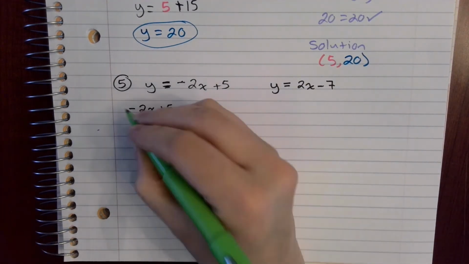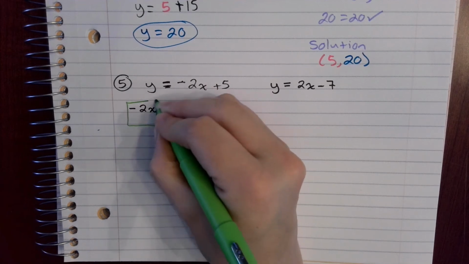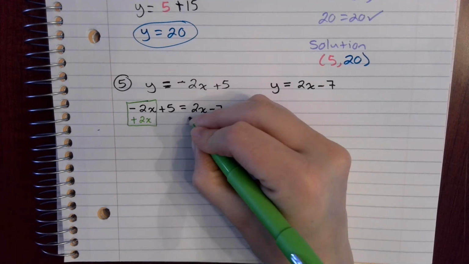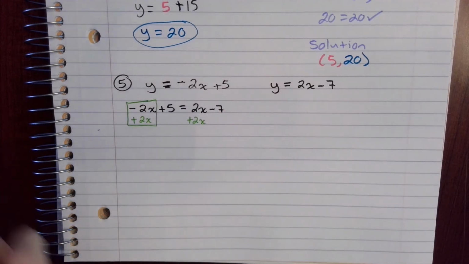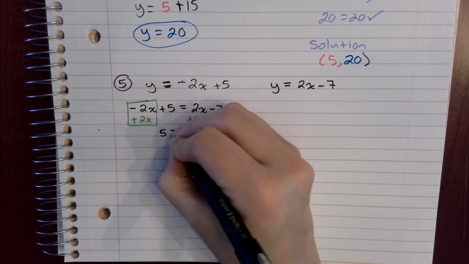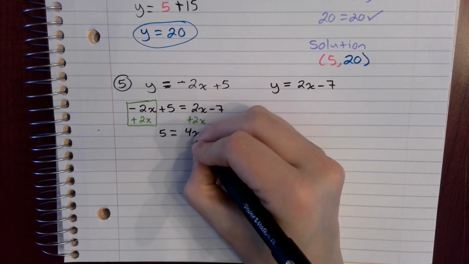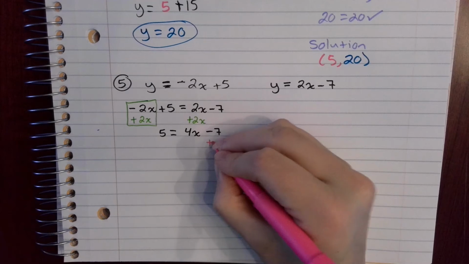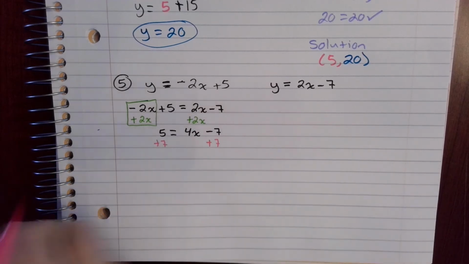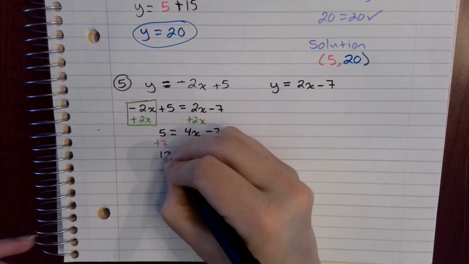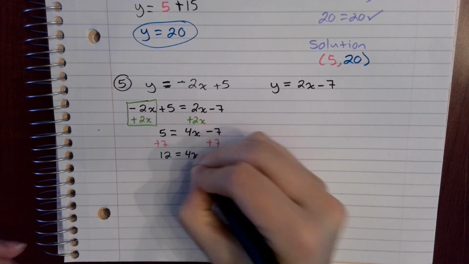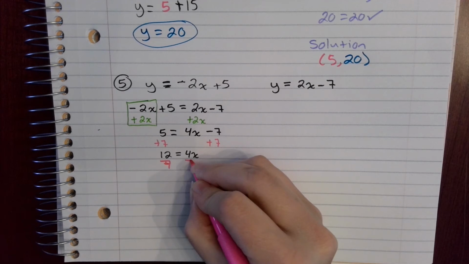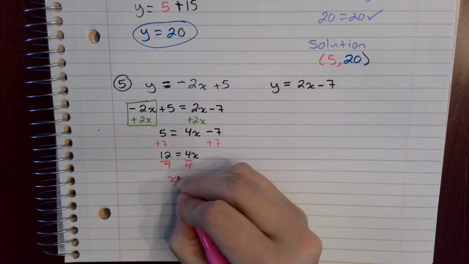Okay, I'm going to go ahead and move the smaller x over, which happens to be the negative 2x. I'm going to add 2x to both sides. That leaves me with 5 is now equal to 4x minus 7. And then I just start solving. Add 7 to both sides. That gives me 12 is now equal to 4x. And then the last step is to divide both sides by 4. And you'll get x is equal to 3.